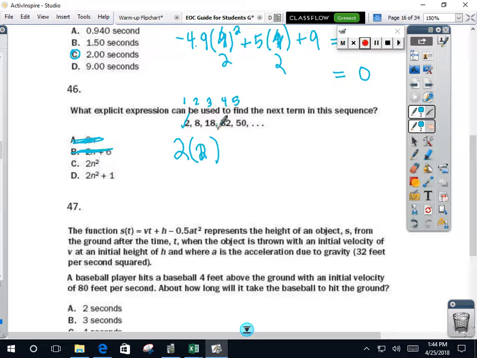But then when you try it with this one, which is where you square it, when you plug in a 2 for the second term, 2 squared is 4, 4 times 2 is 8. When you plug in a 3 for the third term, 3 squared is 9, 9 times 2 is 18. When you plug in a 4, 4 squared is 16, 16 times 2 is 32. When you plug in a 5, 5 squared is 25, 25 times 2 is 50. So what would the sixth term be?